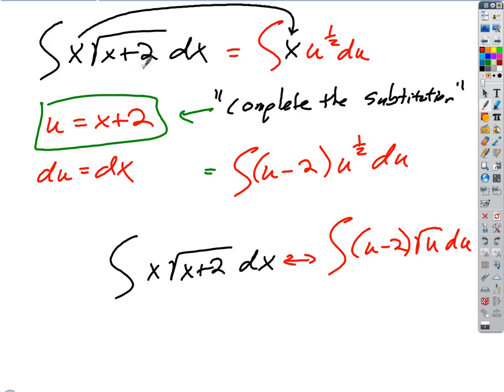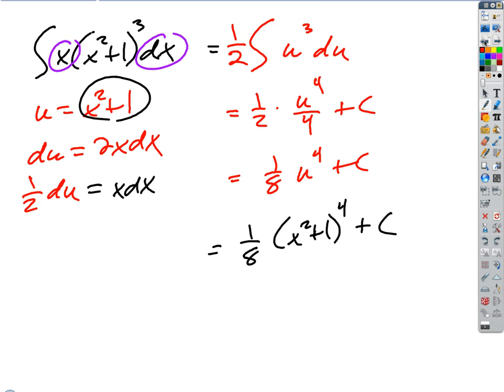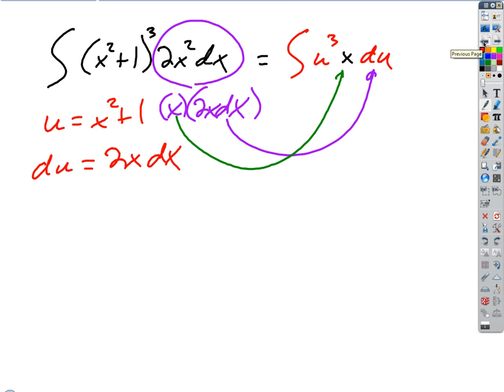Now compare that to the first example that we saw. Why were we able to complete the substitution relatively easily in the first one that we did, way back here? It was easy to solve, right? There was an easy connection between the u and the x. Here there wasn't, remember?